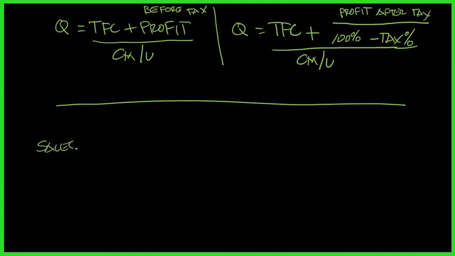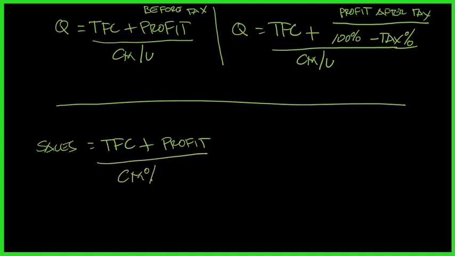Now, earlier, you have your sales equal to your total fixed cost plus your profit, and divide this by your contribution margin ratio. This one is before tax, your profit before deducting tax. Now what if the target profit is profit after deducting tax?